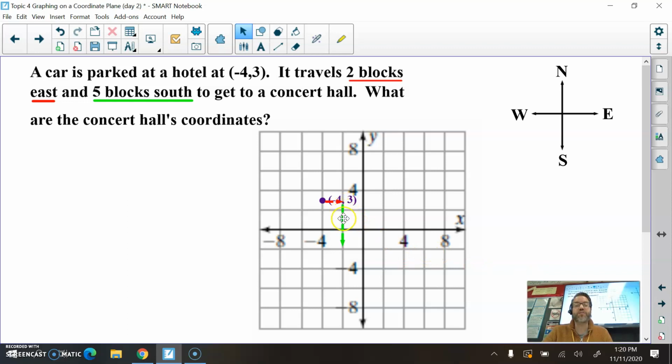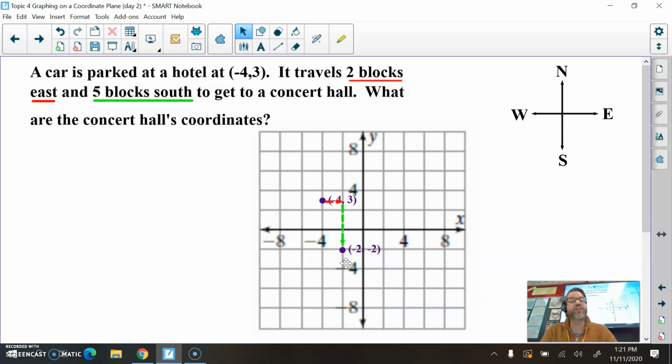Well, that's actually 1, 2, 3, 4, 5. And then where do we end up? We end up at -2, -2. That's the new location after we have moved from the hotel at -4, 3 to the location of the concert hall, which is at -2, -2.